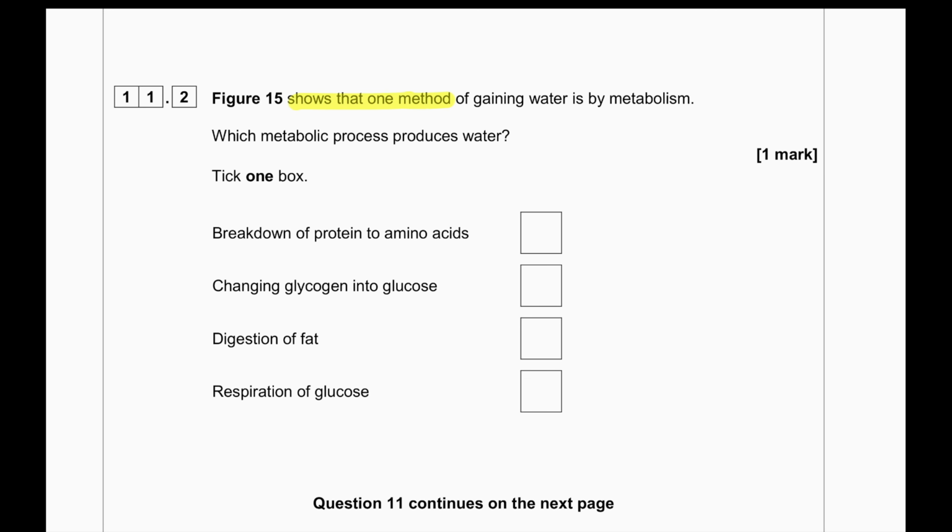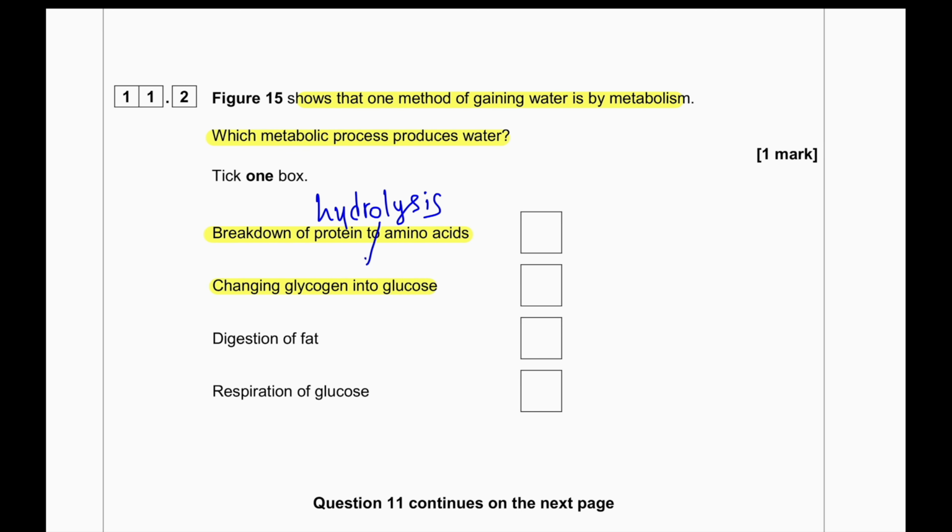Figure 15 shows that one method of gaining water is by metabolism. Which metabolic process produces water? Whenever we are breaking down glucose or fat molecules to release energy, then we will release metabolic water. But the question says breakdown of protein to amino acids. This process actually requires water. This is called hydrolysis.